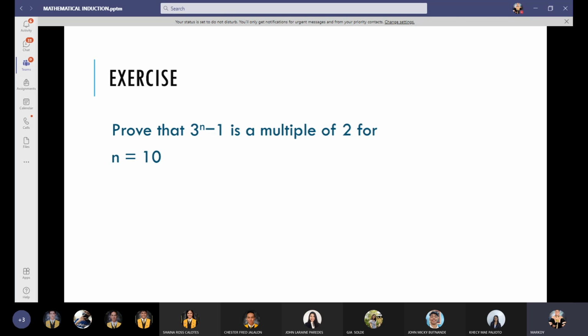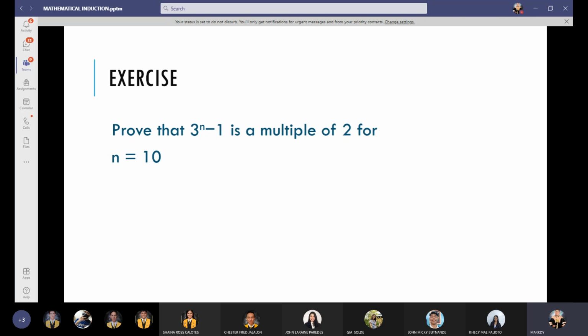So, kindly start answering in your respective areas now. That is to prove 3 to the power of n minus 1 is a multiple of 2. Then we will be using 10 as the value of n. Okay, so I'll give you 2 minutes for that one.